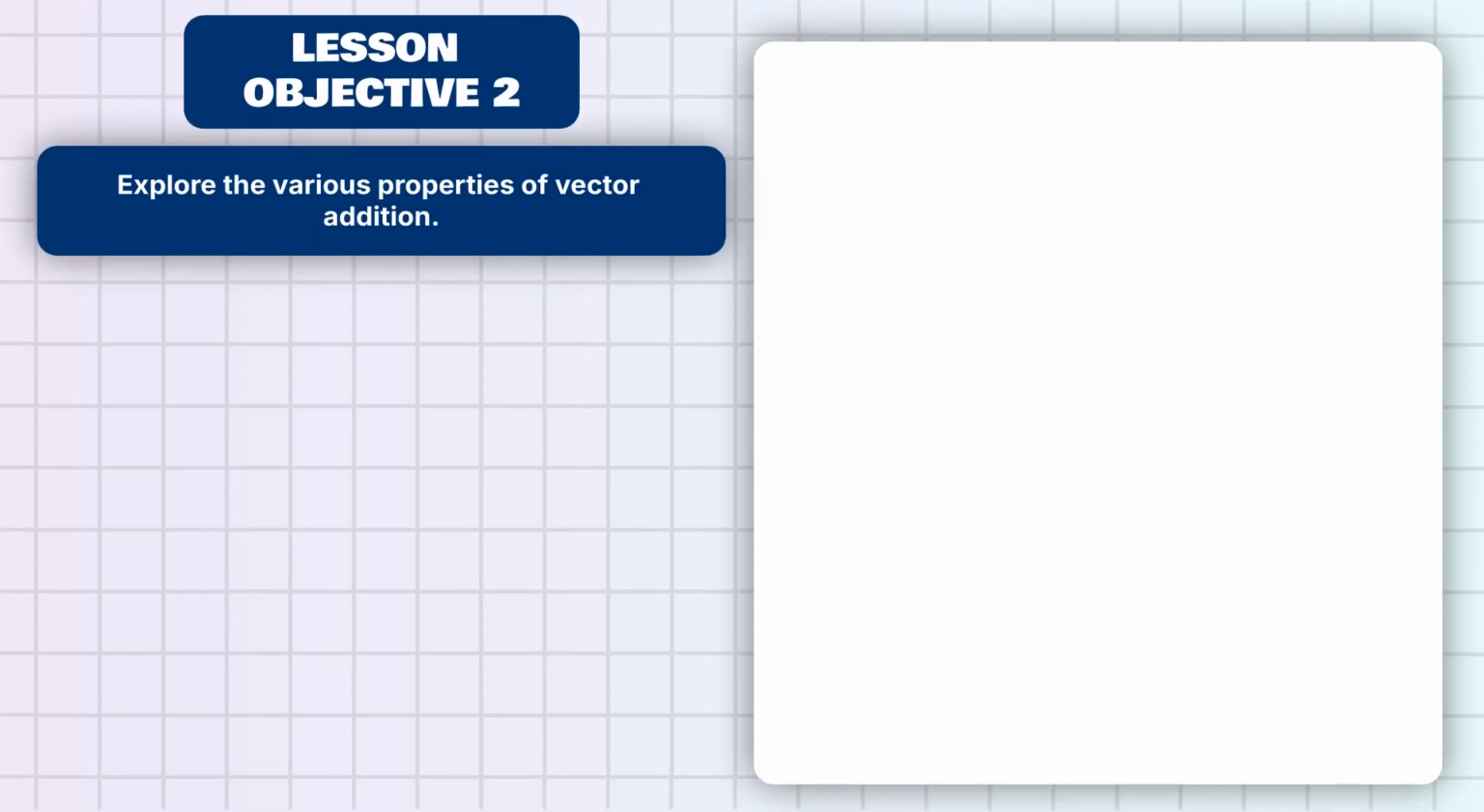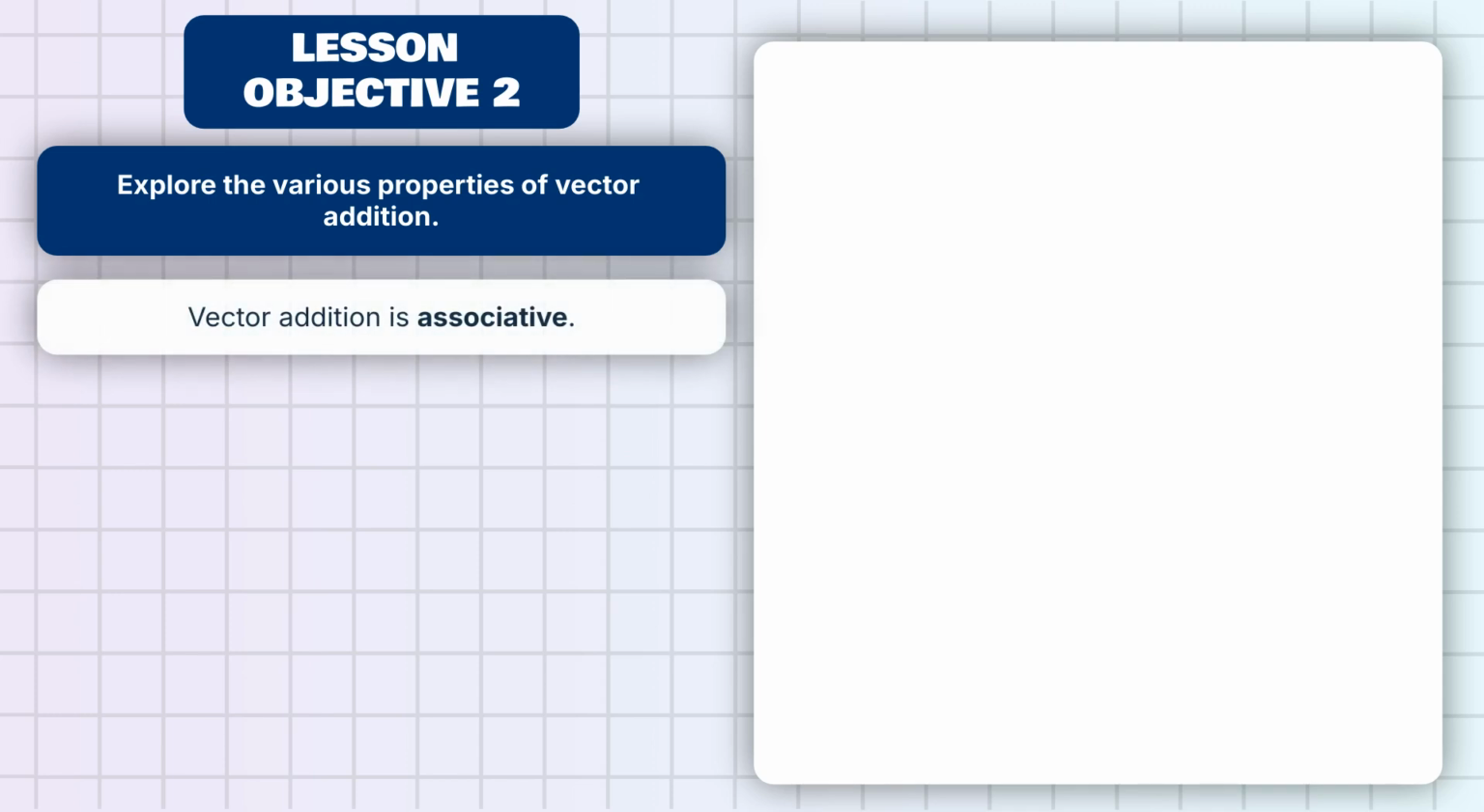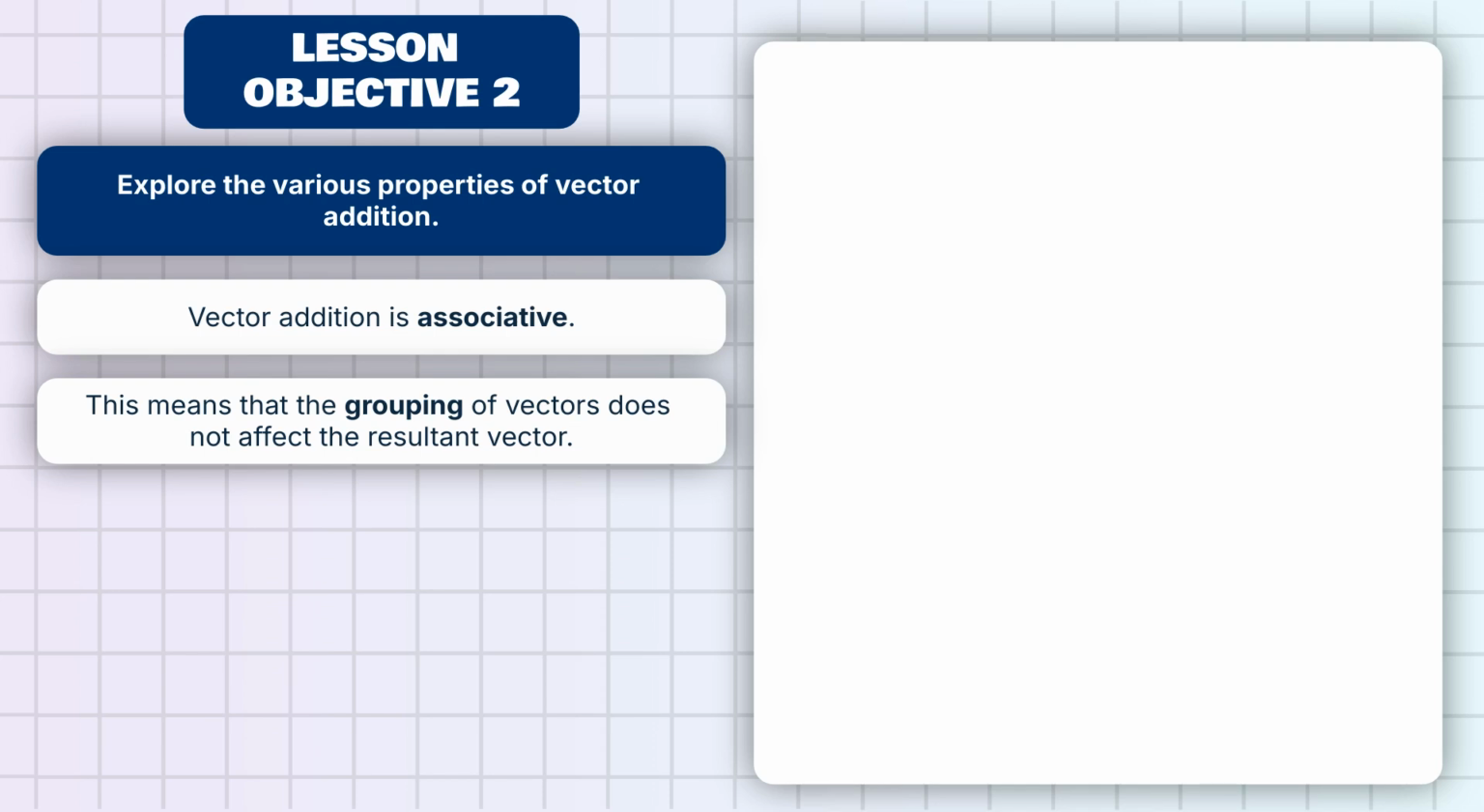The second property of vector addition is known as the associative property. Vector addition is associative, meaning the grouping of vectors does not affect the resultant vector. Mathematically, we can describe this as a plus b plus c equals a plus b plus c.